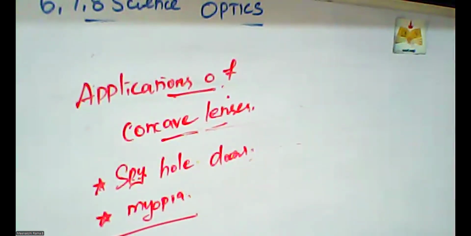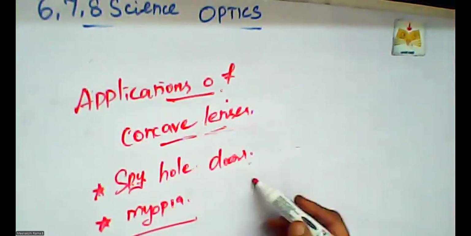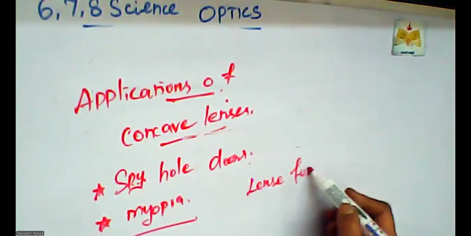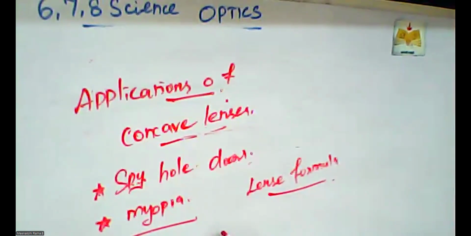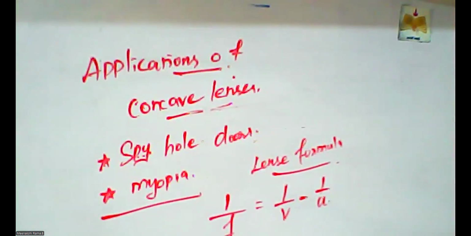In the past two classes, we learned about the topics of the optics lesson: mirrors and lenses, the law of reflection, and how images are formed. What is the lens formula? The lens formula is 1 by f is equal to 1 by v minus 1 by u, where f is the focal length. So this is the important formula of lens.